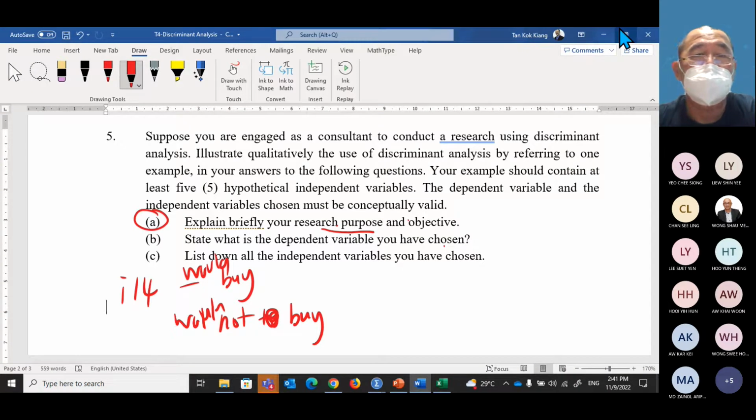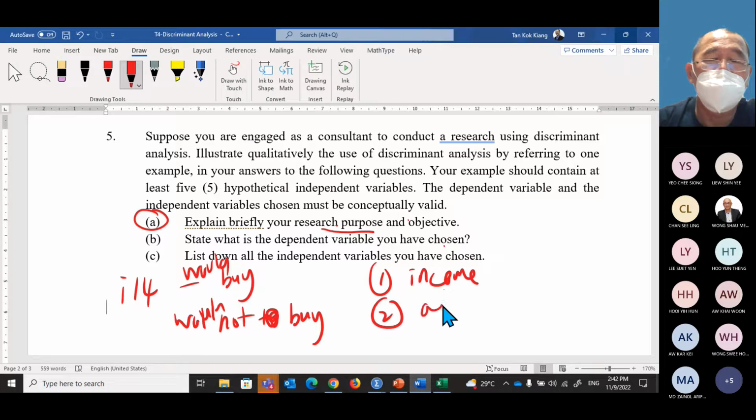You have to find the research objective. It means you want to predict who will purchase, who will fall into which category, either would buy or would not buy. So the dependent is already done. The independent can be, as usual, income, and maybe age.